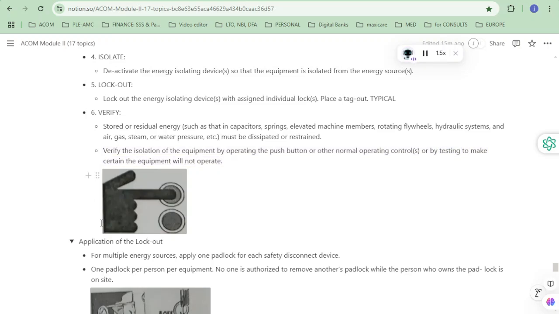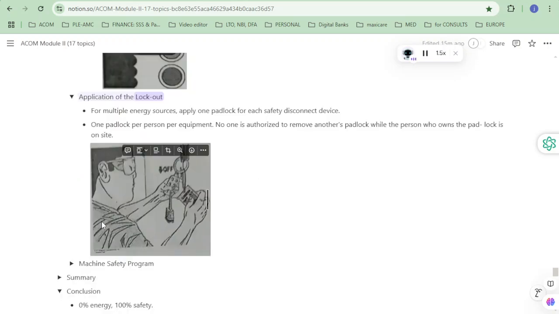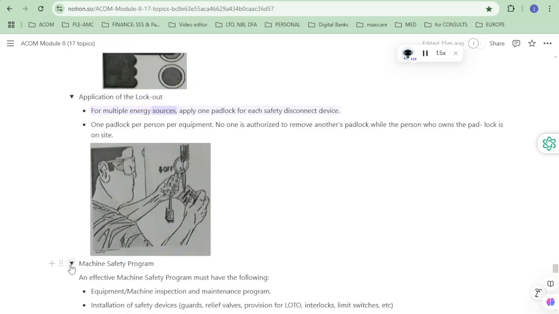Application of the lockout. For multiple energy sources, apply one padlock for each safety disconnect device. One padlock per person per equipment. No one is authorized to remove another's padlock while the person who owns the padlock is on site.